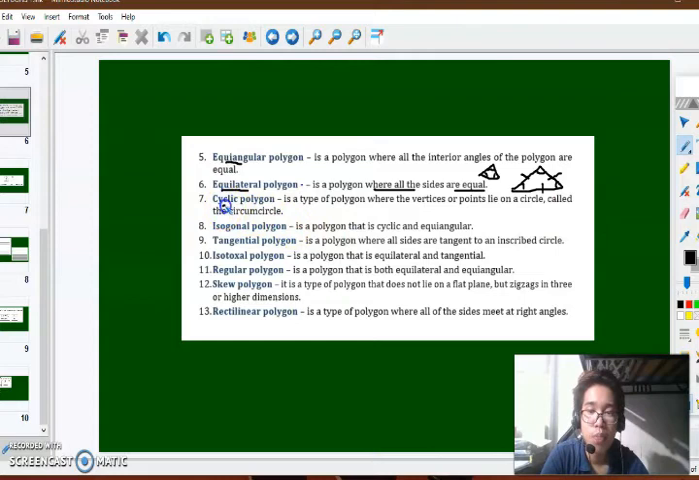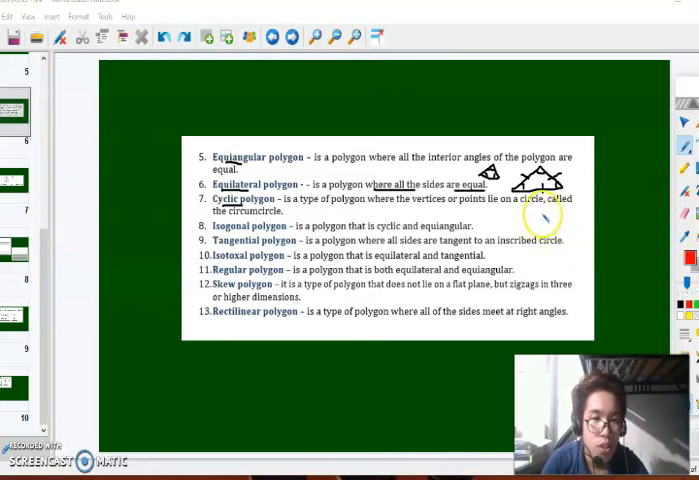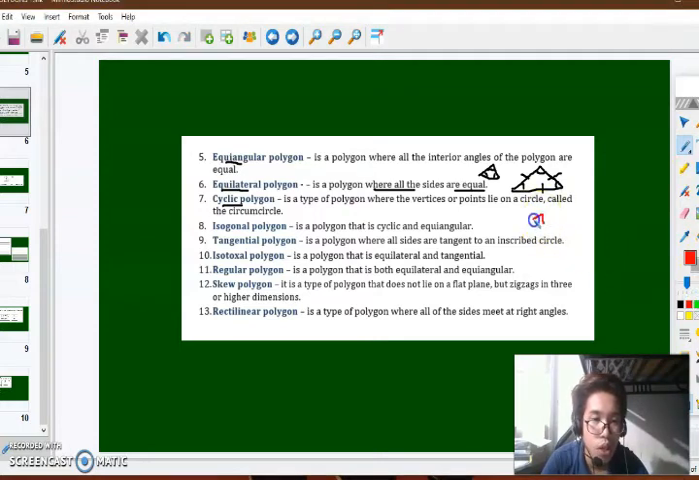Then we also have the cyclic polygon. A cyclic polygon is a type of polygon where the vertices or points lie on a circle, called the circumcircle. So a cyclic polygon can be this type of polygon, where all of the vertices of the polygon lie on one circle. So if I draw a figure right here, let's use a different color, red. Let's say, for example, I draw a triangle. Then if I draw a circle right there, all of the vertices of the triangle lie at some point on the circle.